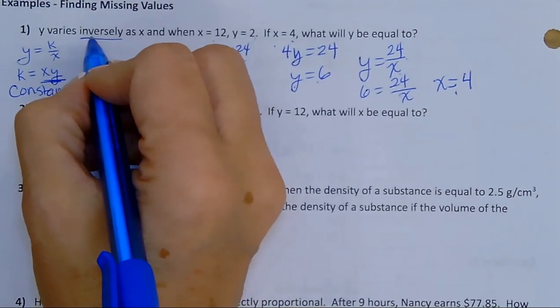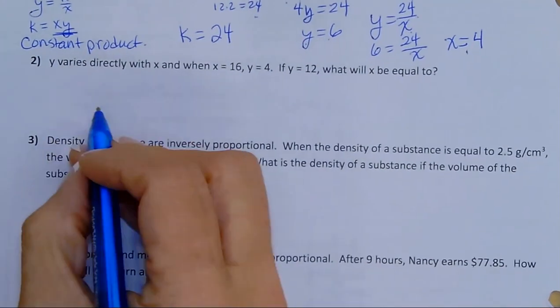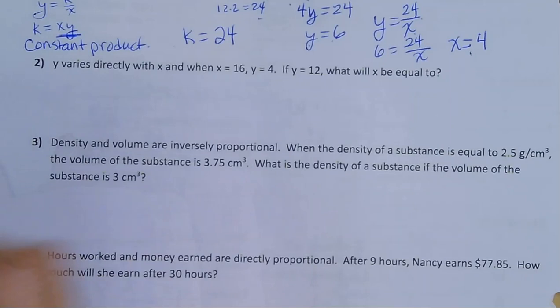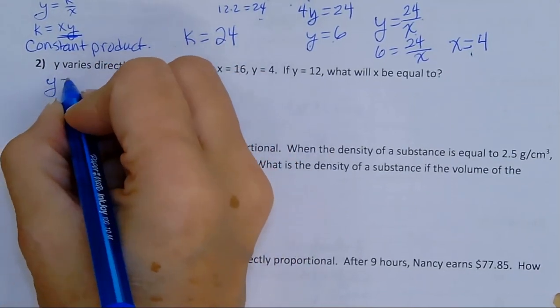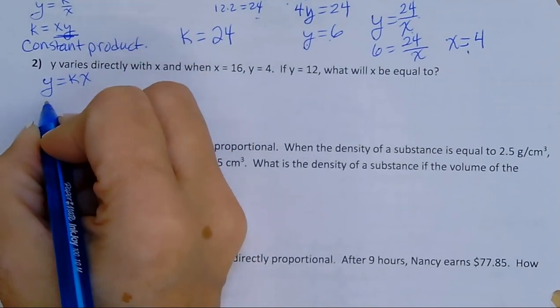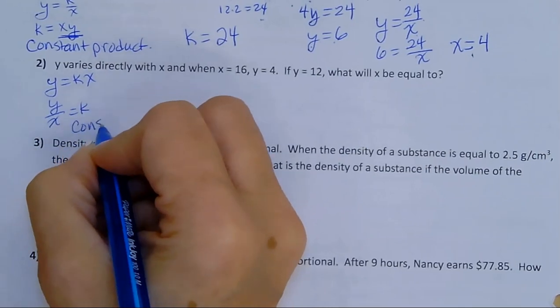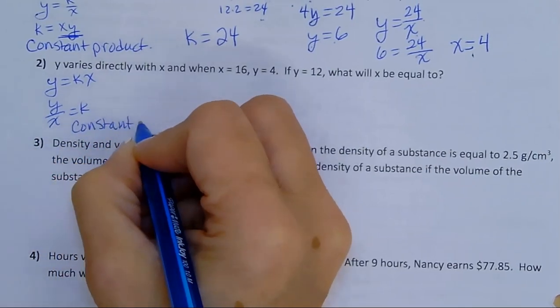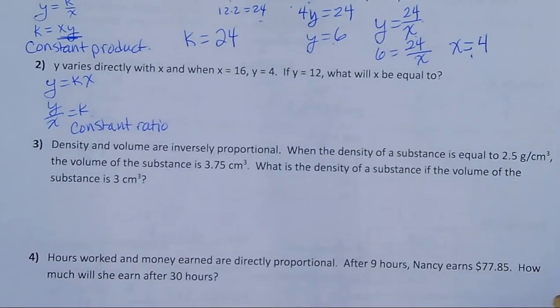All right, that's when we vary inversely. When we vary inversely, we have a constant product. But if we vary directly, we're going to have a constant ratio. So varying directly, I know y equals kx. So I'm going to make that ratio: y over x equals k. Constant ratio. Every time we have a y, we can divide it by x, and we're going to get our k.